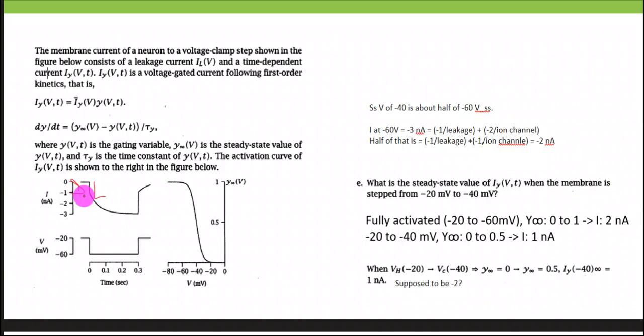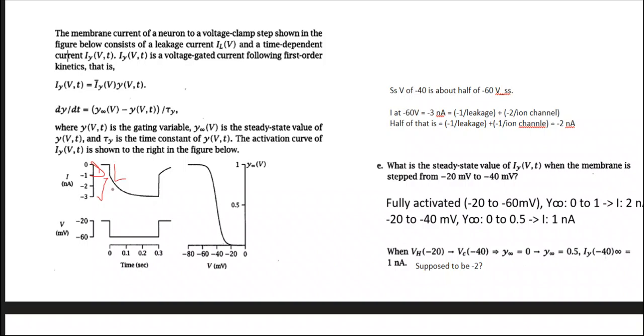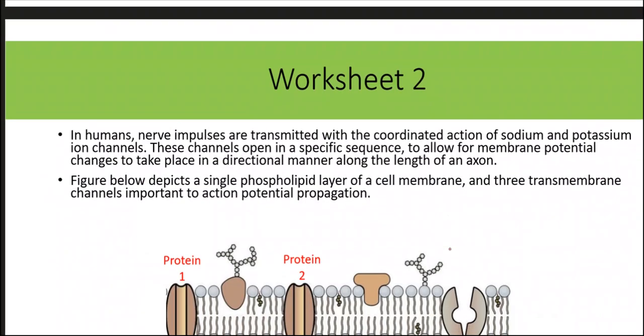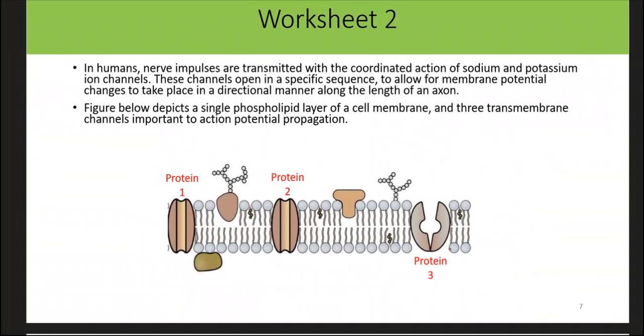So what we should pay attention to, and what we can control, is the fully activated amplitude. Previously from -20 to -60 it was 2, but now that it's going to be halved, it's going to go from -2 to -1 at this value, at 0.5. And we add the -1 and the leakage current, which is also -1, and we get -2. And then this is 2, this is like the cell membrane of the nerves.